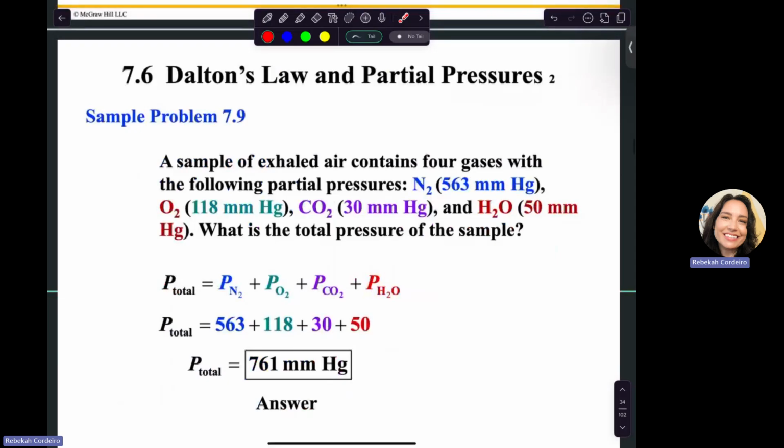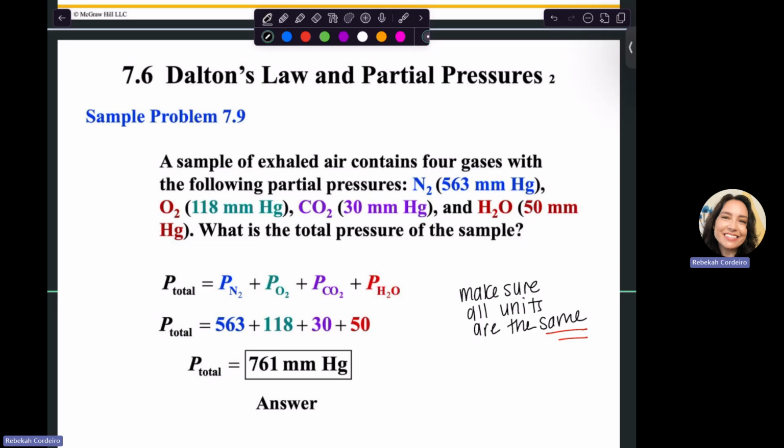And so here's an example. If we have nitrogen, oxygen, carbon dioxide, and water in a sample of exhaled air, what's the total pressure? We just add them up. Make sure they're in the same units. That's all we can say about this one. So make sure all units are the same. So if you've got one in atm, you've got one in torr, you've got one in millimeters of mercury, they all have to be the same unit. Otherwise, you're just going to add them all up, or you subtract them if you're given the total and you're asked for a part, right? So this is not that difficult.